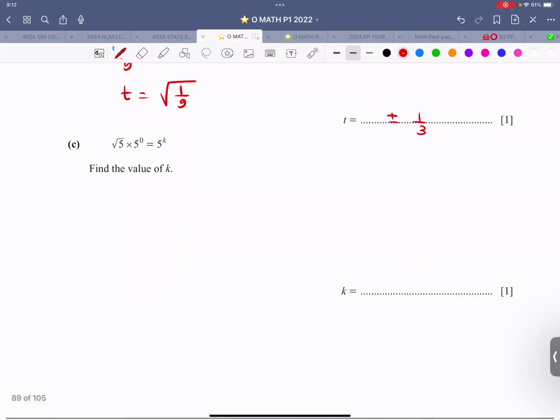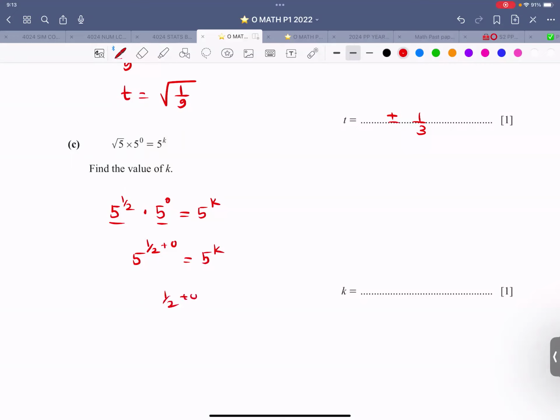Part C, root 5 into root 0 is 5 raised to power of k. 5 raised to power of half, 5 raised to power of 0, 5 raised to power of k. Bases are the same. Add the powers. That is half plus 0. This is 5 raised to power of k. Therefore, half plus 0 is k. Therefore, k is half. So that's the answer for this part.